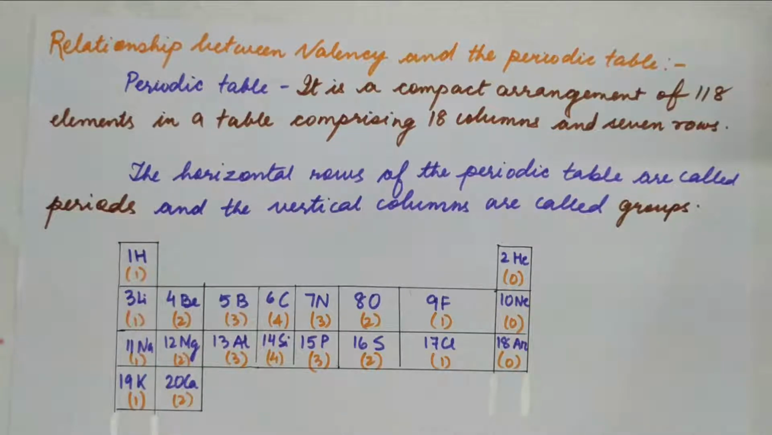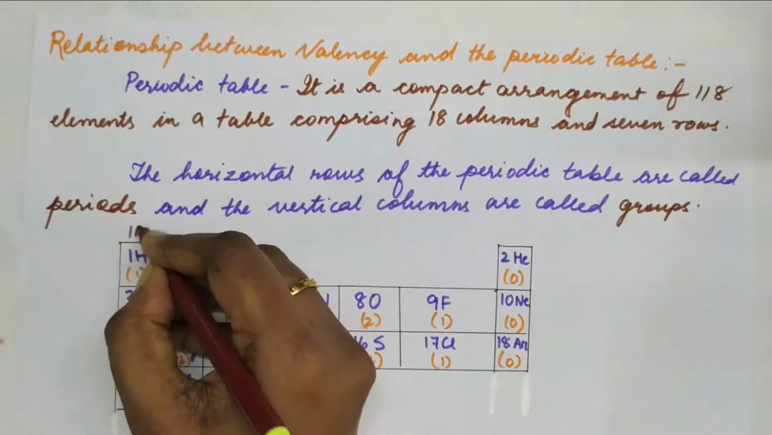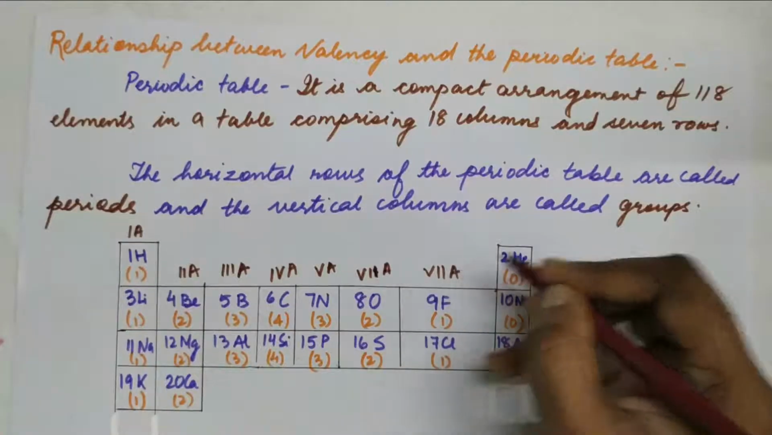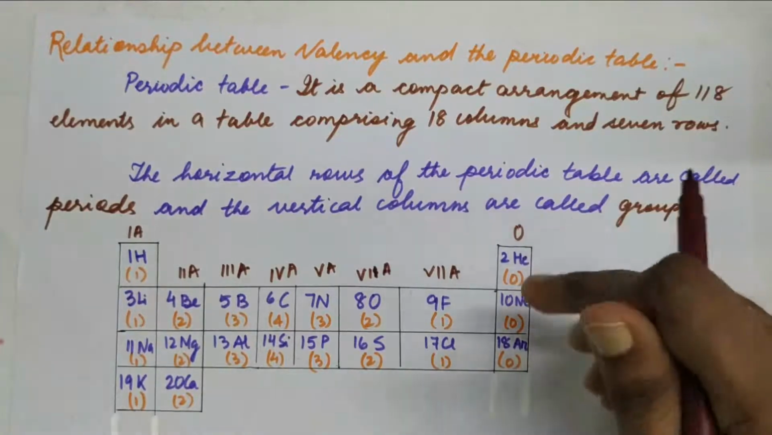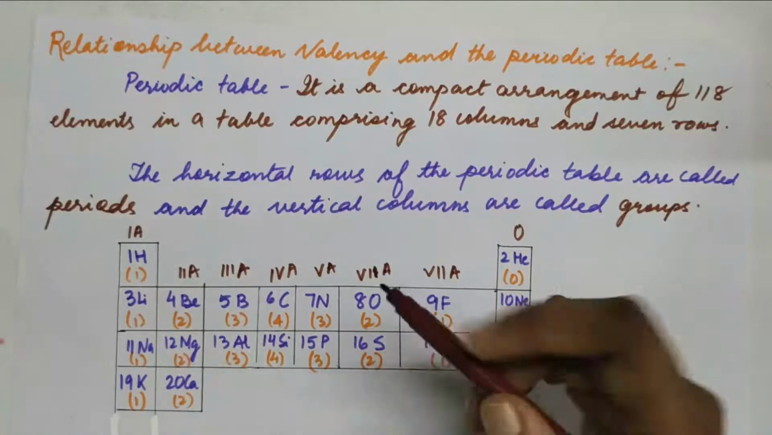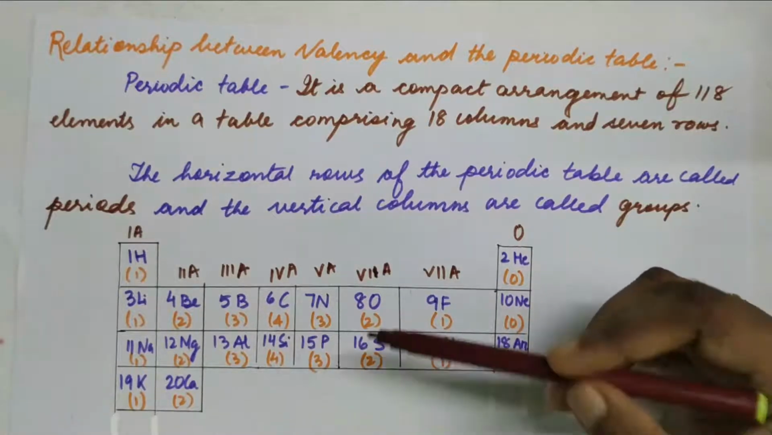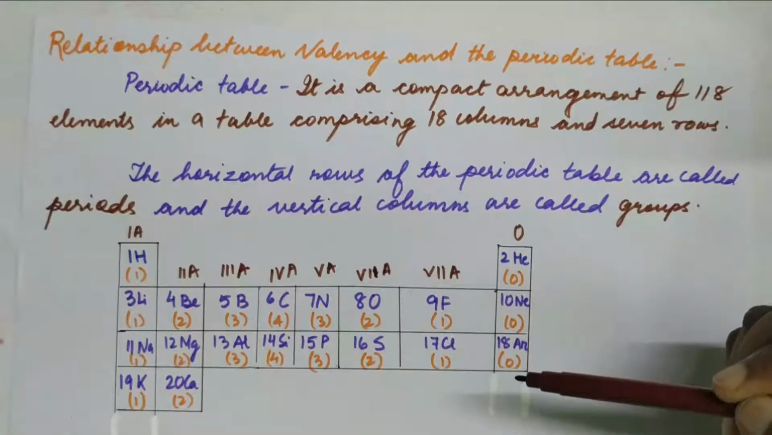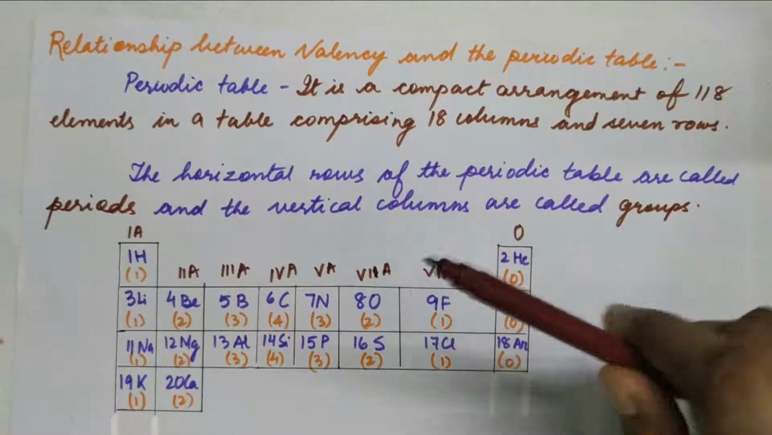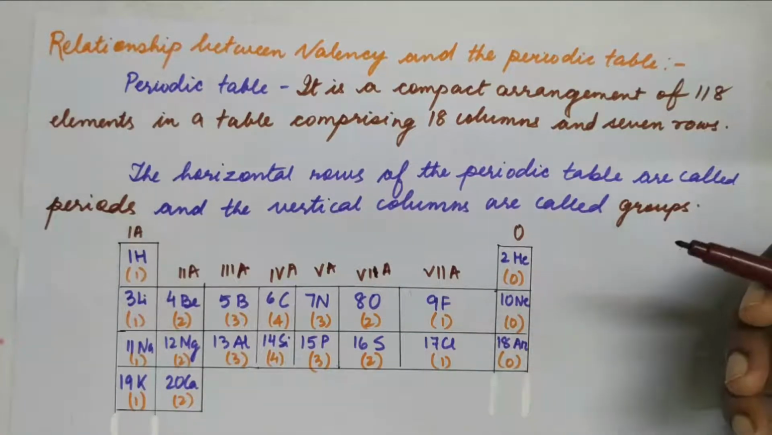So if you see the naming of these groups, this is called 1A, this is called 2A, 7A, and then this is the 0 group. This last group is called the 0 group. As you can see in the fourth one, we have carbon and silicon, and nitrogen and phosphorus are in the 5th group, 5A group. Similarly, this is the 8A group, which we call the 0 group.